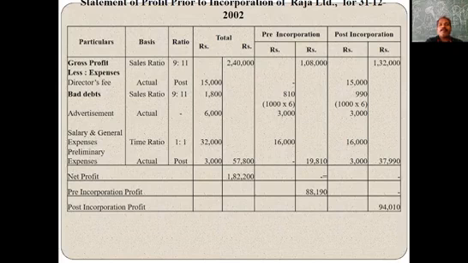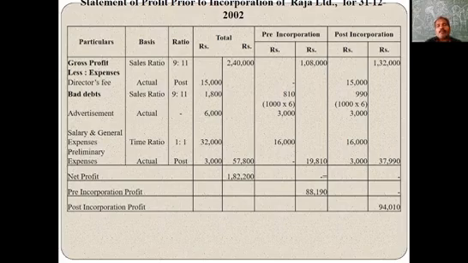Then the statement of profit prior to incorporation of Raja Limited for 31/12/2002. Then we should open different columns. First column particulars, second column basis, third column ratios, and then fourth column total. It includes two rupees columns. Then followed by pre-incorporation, which includes two columns, and post-incorporation, which includes two columns. So allocate the columns properly. Okay, then only we should work out properly for the statement of profit prior to incorporation.